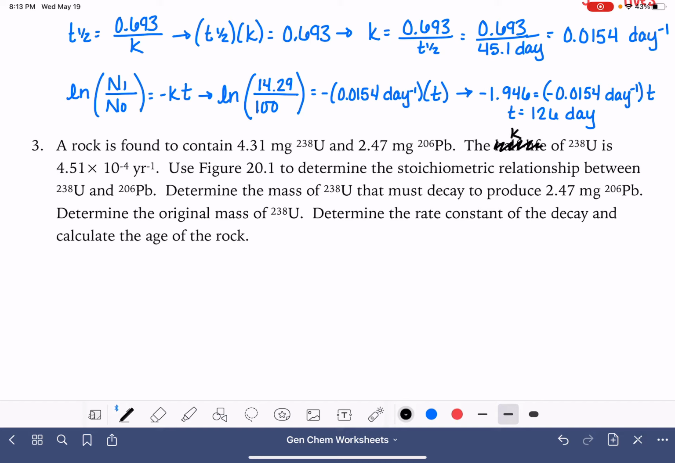So the first thing that it wants us to do is refer to a figure in the textbook to determine the stoichiometric relationship between uranium and lead. If you have your book handy, take a look at that uranium radioactive decay series. If not, I'll just tell you the uranium-238 undergoes a series of radioactive decay steps, and ultimately it produces lead-206.